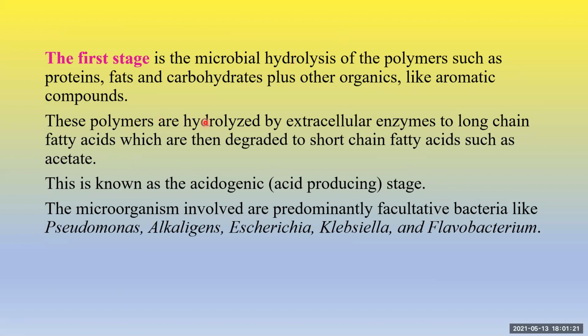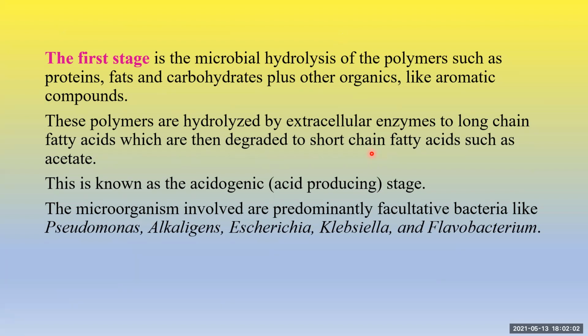Okay. So these long polymers are hydrolyzed by extracellular enzymes produced by the microorganisms into long chain fatty acids, and then ultimately they are degraded into short chain fatty acids like acetic acid, that is acetate. Because acetic acid or most of the acids are produced in this stage by breaking down all these proteins, fats, carbohydrates and all, this stage is known as the acid producing stage or acidogenic stage. Okay, so most of the polymers are broken down into long chain fatty acids, then into short chain fatty acids like acetate, which accumulate there, and hence the stage is known as the acidogenic or acid producing stage.